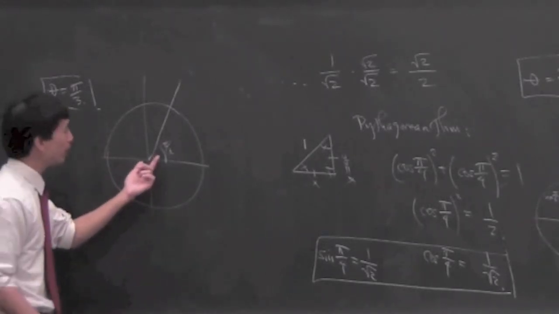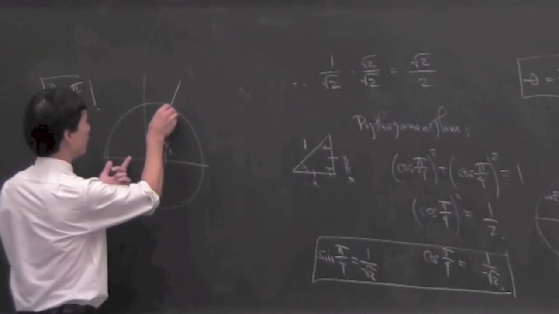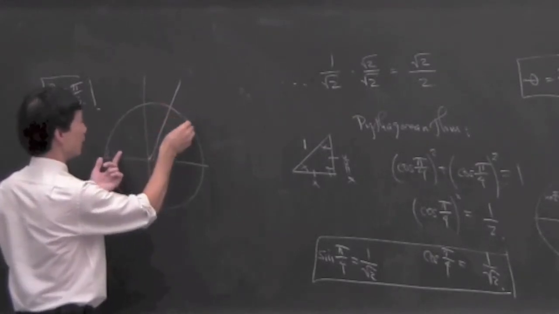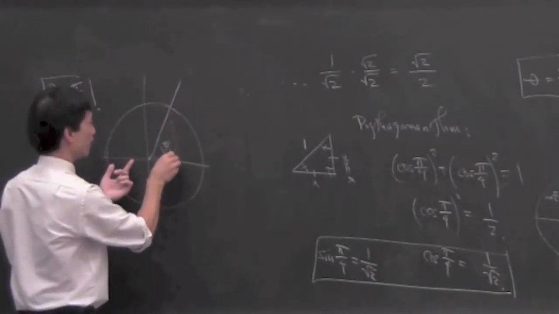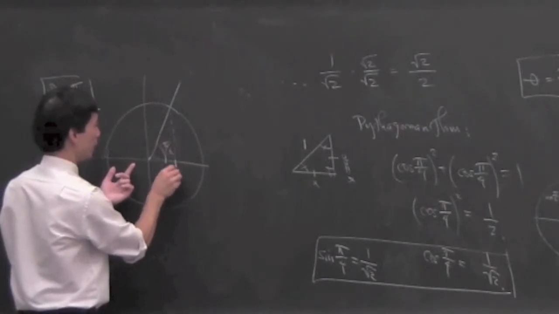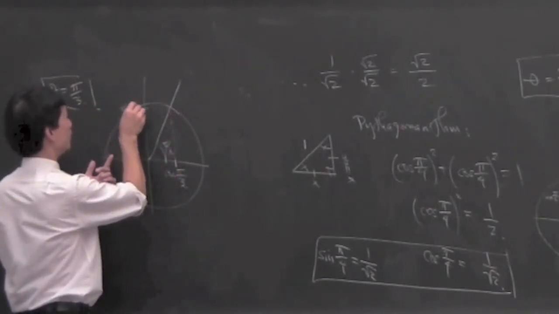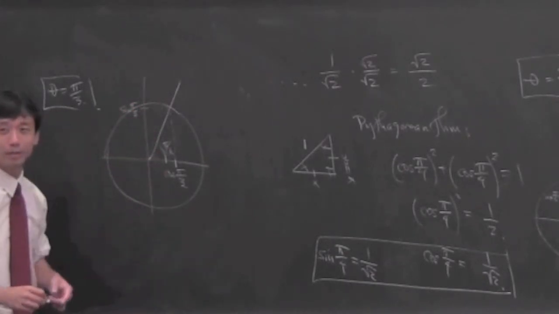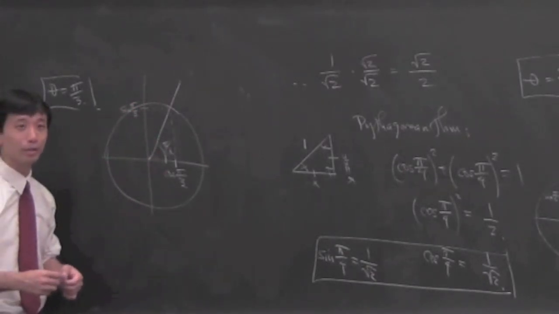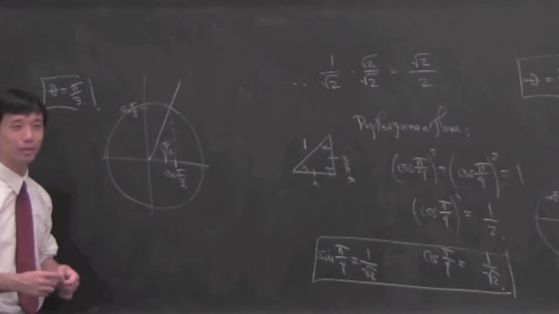Okay, so this is pi over 3, and again, we're trying to figure out the x coordinate, cosine, and the sine. Does anyone see how we could do it?